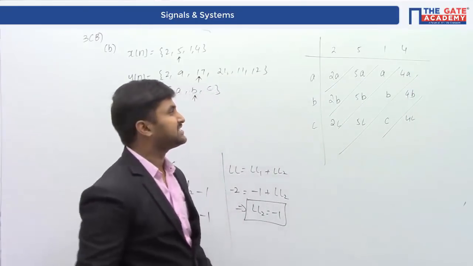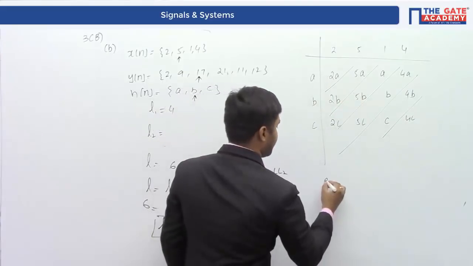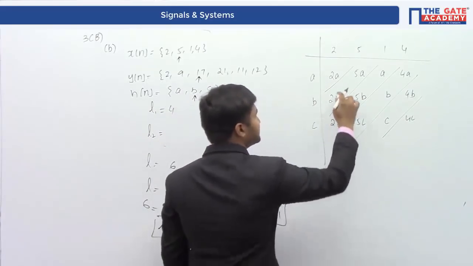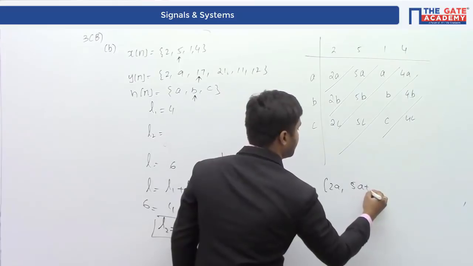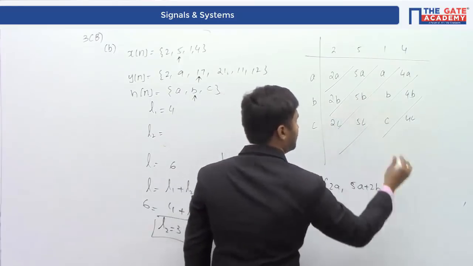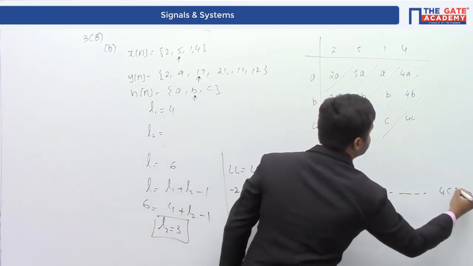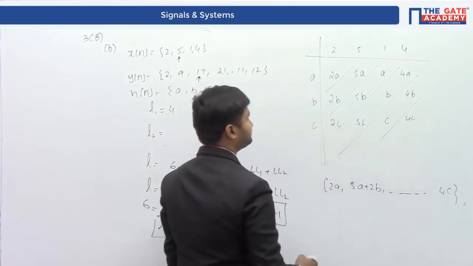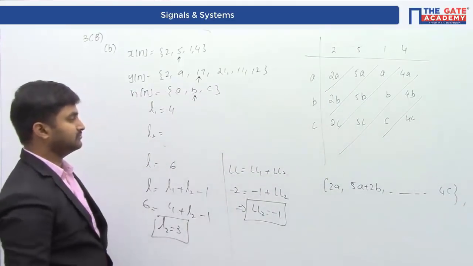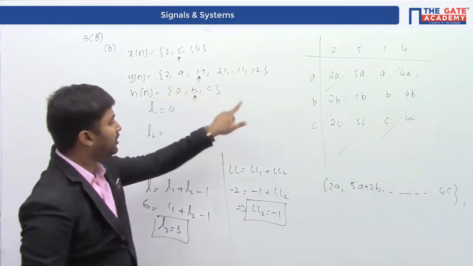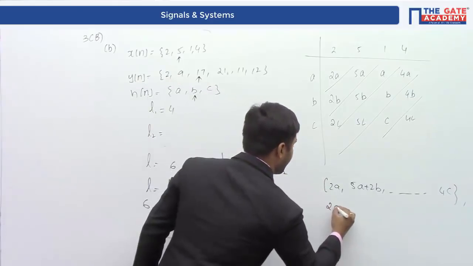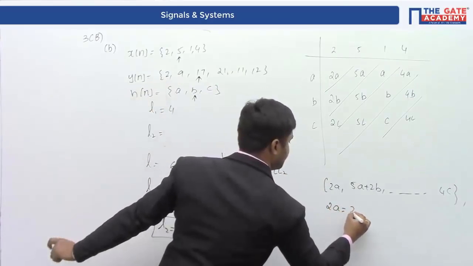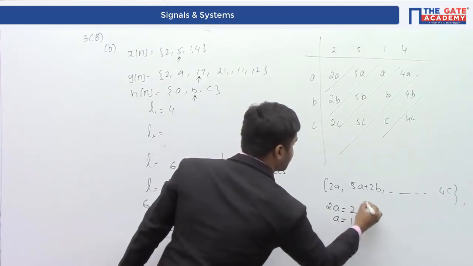Right, so now let us start. The first sample is 2A, the second sample is 5A plus 2B, and so on, and the last sample is 4C. So the first sample is going to be what? 2A, which is equal to 2. It means that the value of A is equal to 1.